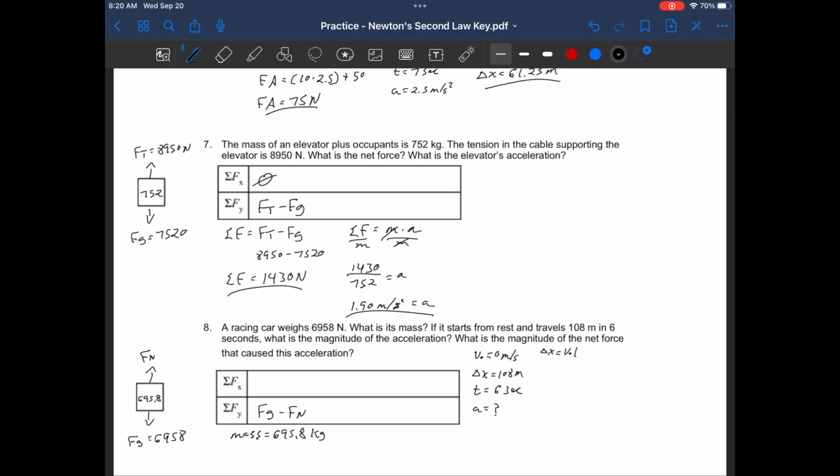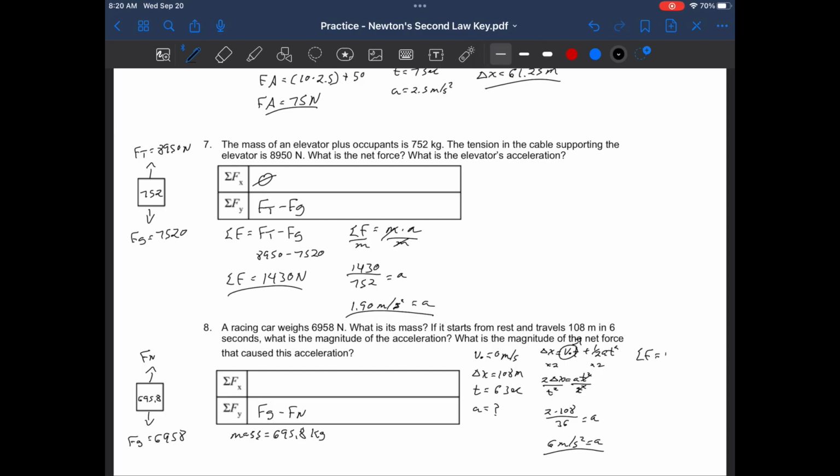That is the overlap. Our formula all day long, delta x is equal to V0 t plus 1/2 at squared. V0 is 0, so V0 t is 0. We kind of circle that, get it out of there, multiply both sides by 2. We get 2 delta x is equal to at squared. Divide both sides by t squared. 2 delta x over t squared is equal to a. So 2 times 108 divided by 36, because 6 squared is 36, that will get us our acceleration. So 216 divided by 36, I get 6 meters per second squared is our acceleration.